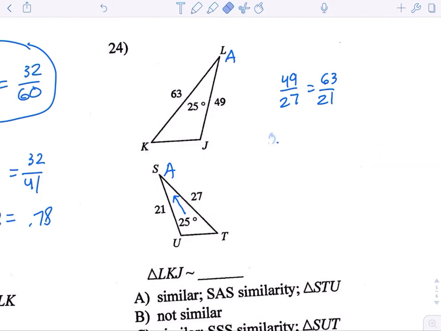Man, I don't know what's up with my calculator. This comes out to be like 1.8. On this side, on the other hand, it comes out to be 3. So we can't do 49 over 27, so let's try the other one.